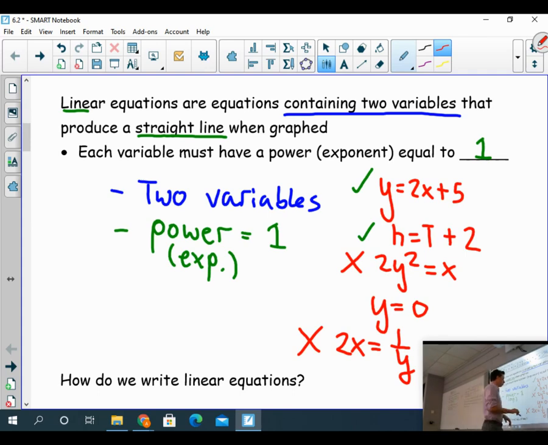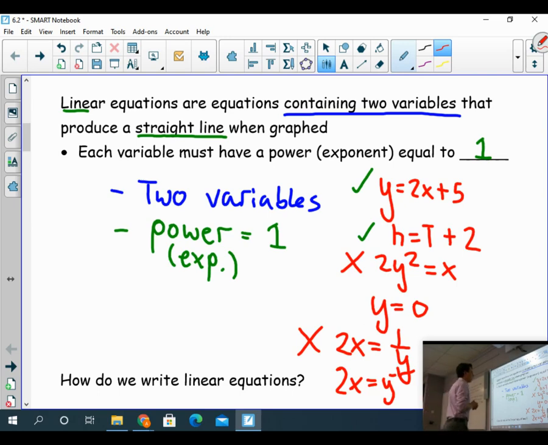And what you learn when you learn about exponents is that if the variable is ever in the denominator of a fraction, it is equivalent to a negative exponent. This is actually y to the negative first, which again, that power is not equal to 1. If you don't believe me, if you graph this, you would in fact not get a straight line.